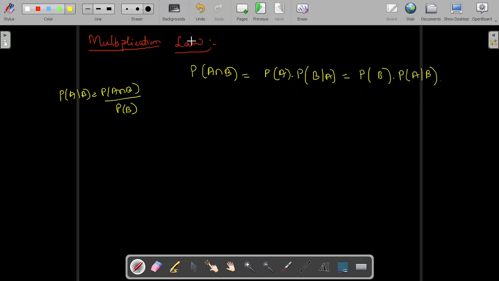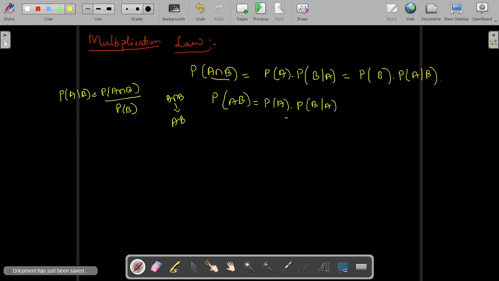So this is called the multiplication law, because sometimes we can write A intersection B as just AB, due to which we call it a multiplication law. P of AB equals P of A into P of B given A. So this law is called the multiplication law.